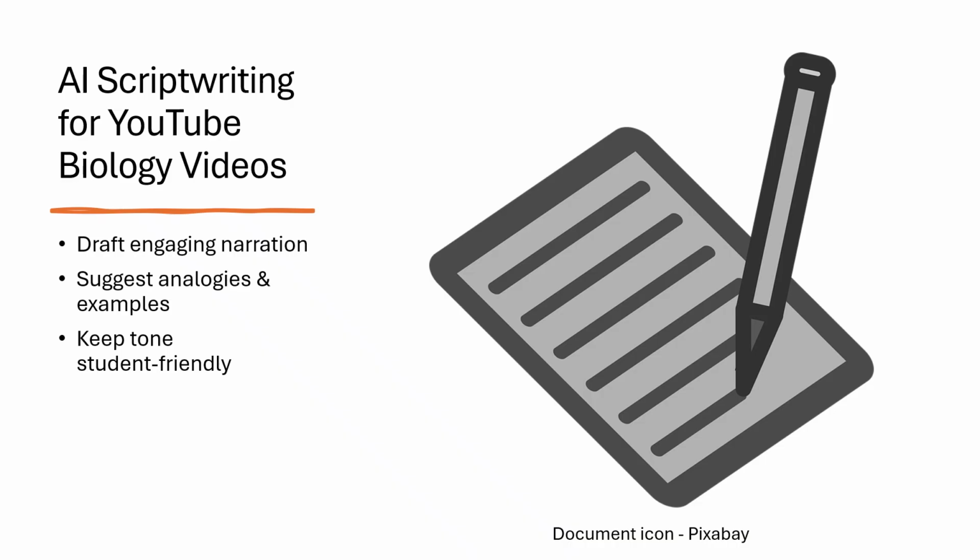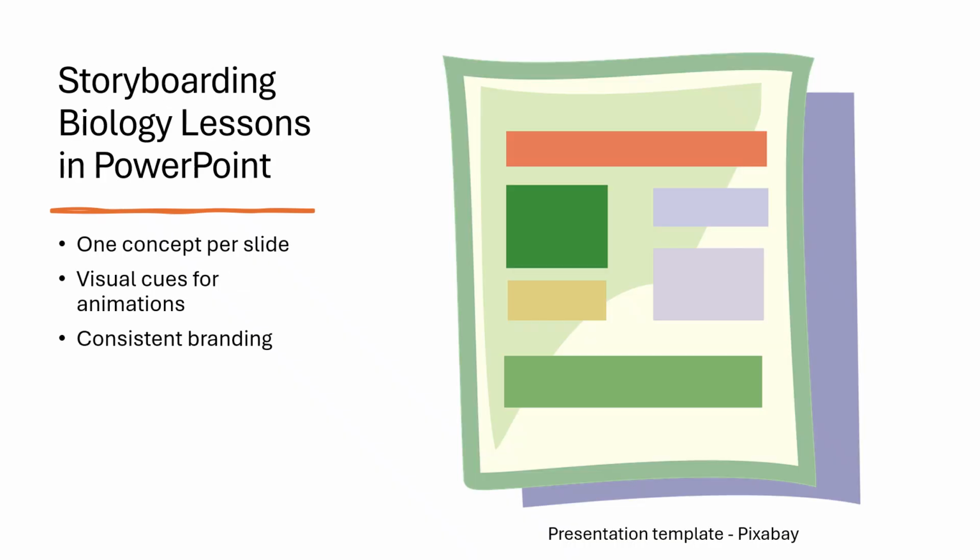AI helps me write clear, engaging videos, often suggesting analogies that make topics like cell division or photosynthesis easier to understand. I storyboard my biology lessons in PowerPoint, keeping one concept per slide, adding animation cues, and using the designer feature for a professional look.